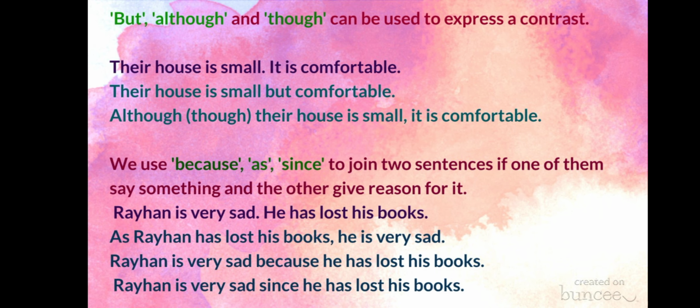Next, but, although and though. Already we have discussed but, and now we will discuss although and though with but. So but, although and though can be used to express a contrast, opposite ideas. For example, their house is small, it is comfortable. See, again here some contrasting idea is there. Their house is small. That means we have an idea that if their house is small, it is not comfortable. Right? But here, what we are getting is that it is comfortable. So here we have to use but.